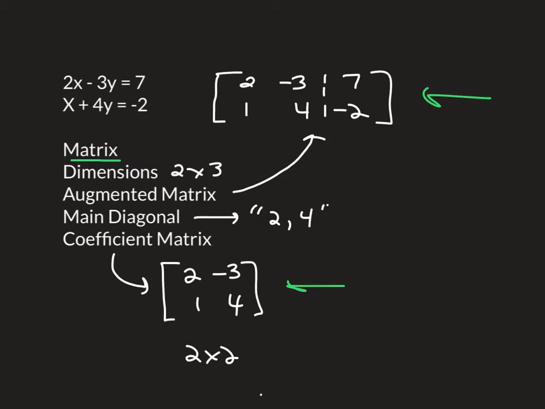Dimensions of a matrix, sometimes called the order of a matrix, are how many rows it has by how many columns. This one up here is a 2 by 3 because it has 2 rows going across and 3 columns coming down. The one down here on the bottom is a 2 by 2 because it has 2 rows and 2 columns. Remember, it's rows first, columns second.